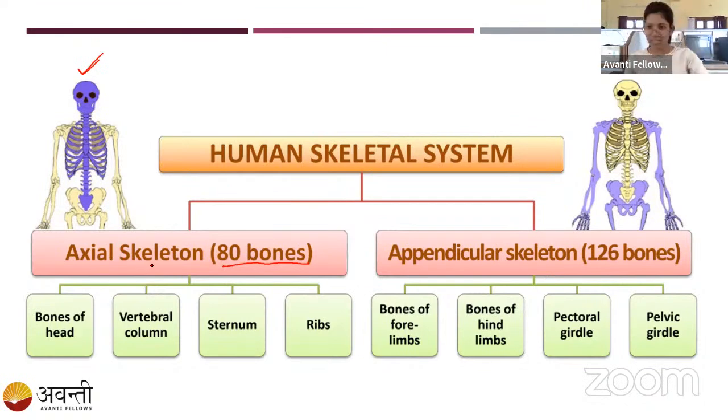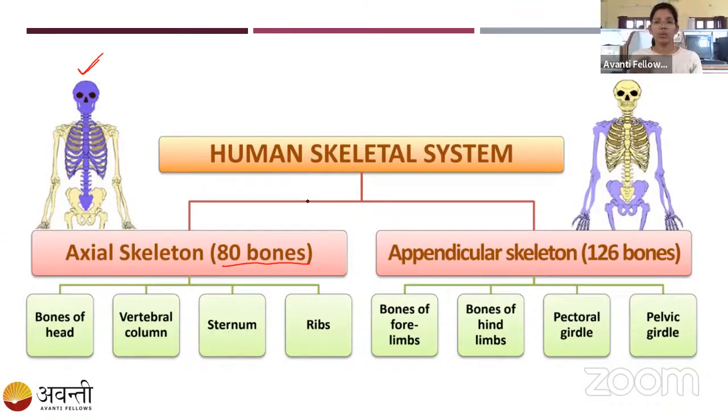One is the axial skeleton, which has the bones of the head, the vertebral column, which is at the back, and the sternum, which is the chest bone, along with the ribs, which cover the lungs. How many bones do these have in total? Come on, use the chat box. 80. Right. Apart from this, we have the hands, legs, and so on, and they also contain bones. Totally 126 bones are present, and those are called the appendicular skeleton.